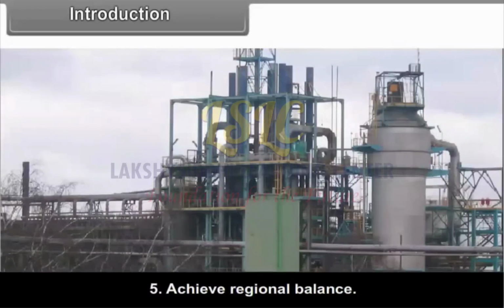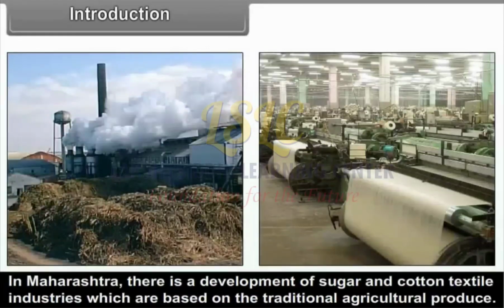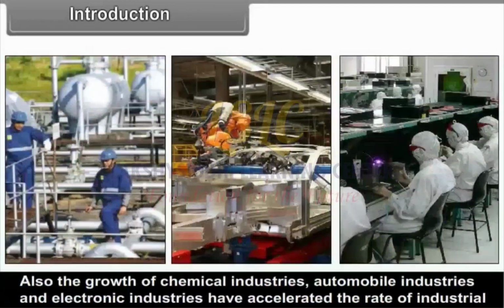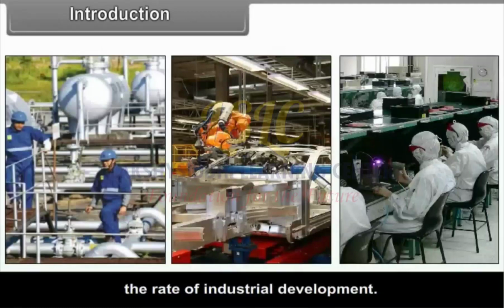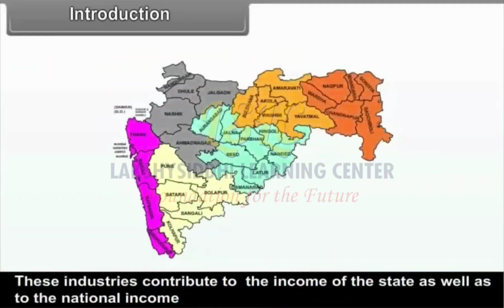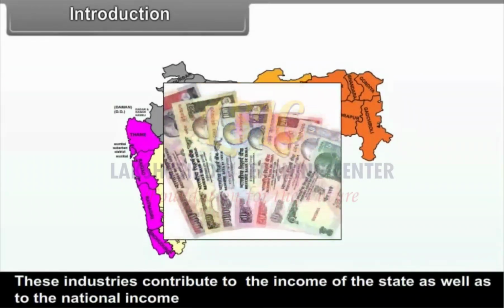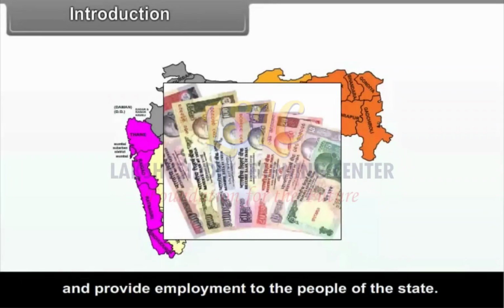Achieve regional balance. In Maharashtra, there is a development of sugar and cotton textile industries which are based on the traditional agricultural produce. Also, the growth of chemical industries, automobile industries, and electronic industries have accelerated the rate of industrial development. These industries contribute to the income of the state as well as to the national income and provide employment to the people of the state.